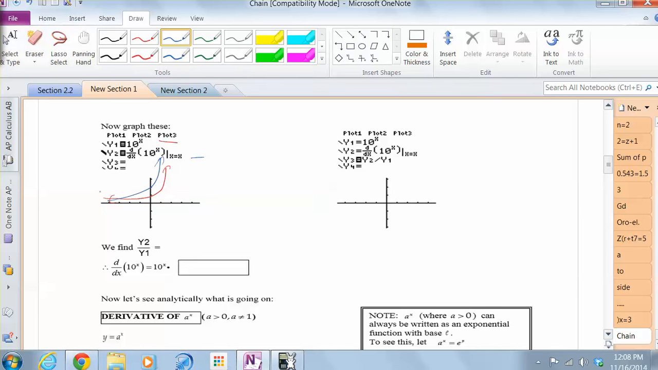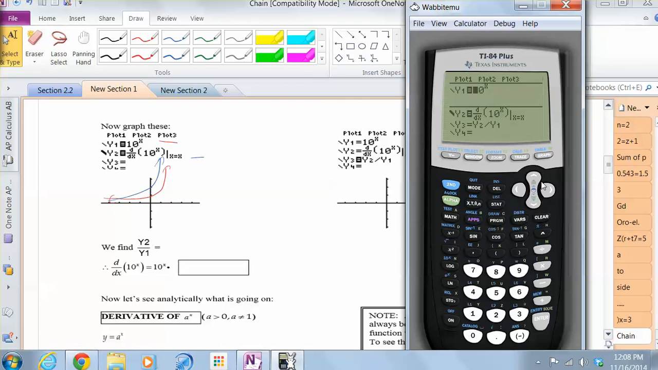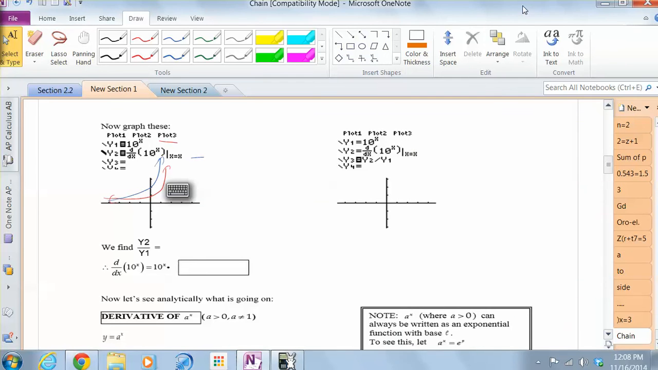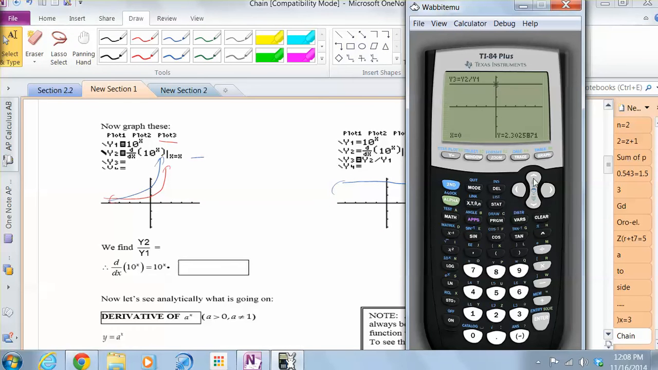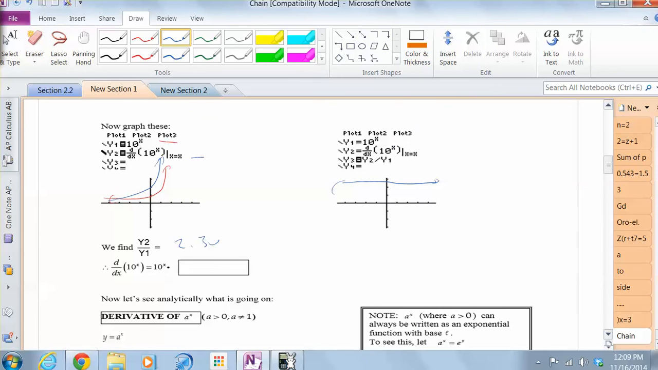If I go back to my calculator, and graph y2 over y1, we see it's going to be slightly higher than 2, about 2 point something. So in this case, I'm going to graph that. And if I hit the trace button, we get 2.303. So y2 over y1 is 2.303, or it seems that the derivative of 10 to the x is 10 to the x times 2.303.